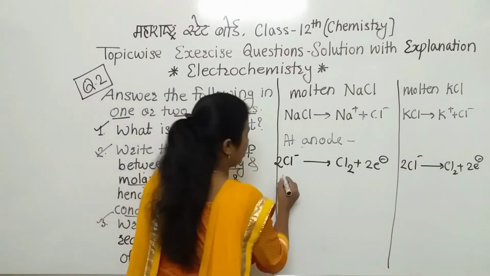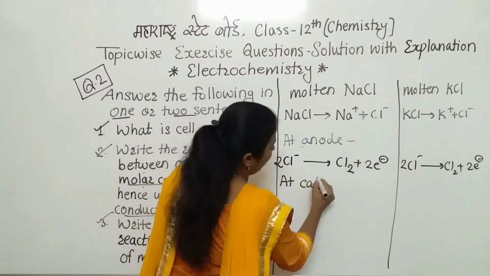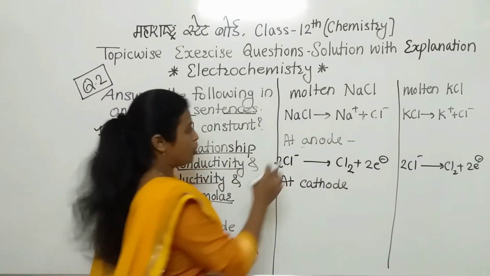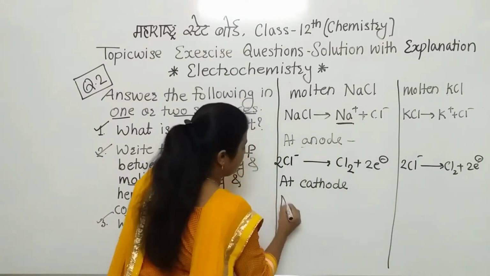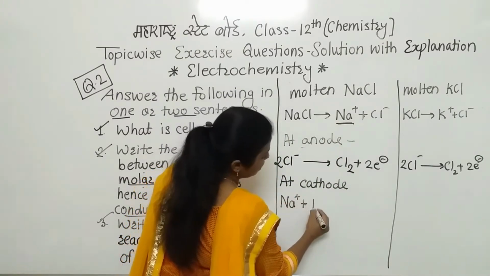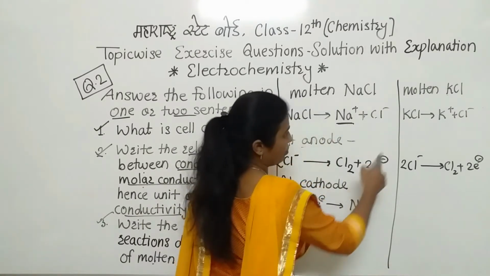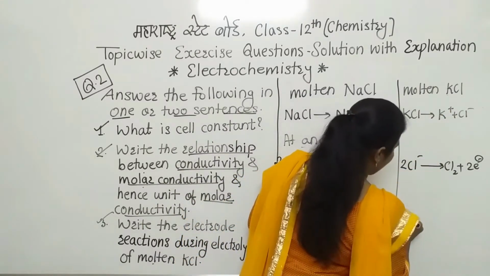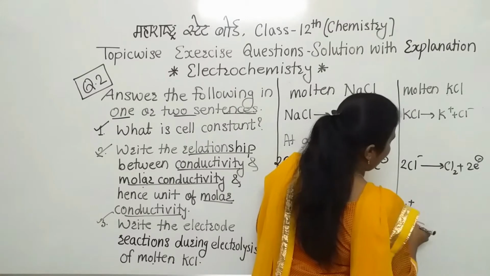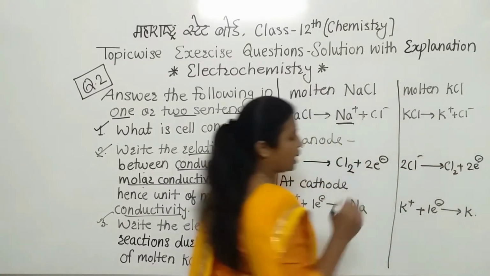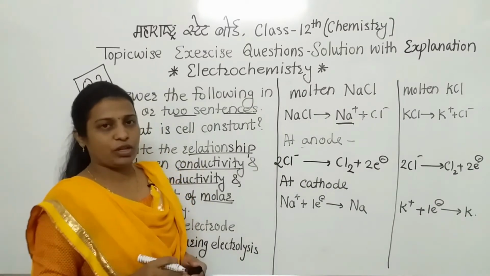This is the reaction. If we consider the reaction at the cathode, there is a gain of electron. So here Na plus, sodium ion, gains 1 electron and there is a formation of sodium. For KCl also, K plus gains 1 electron and potassium is formed.